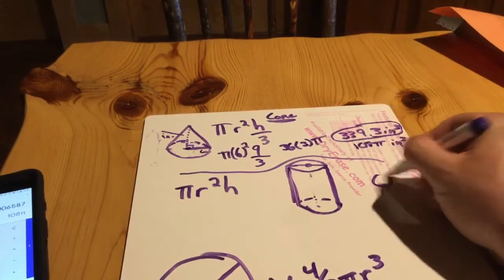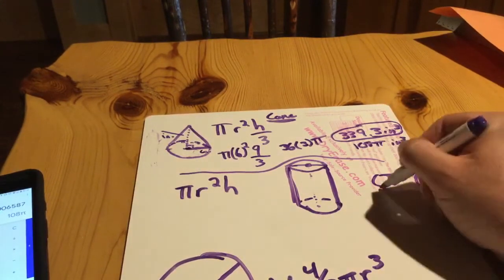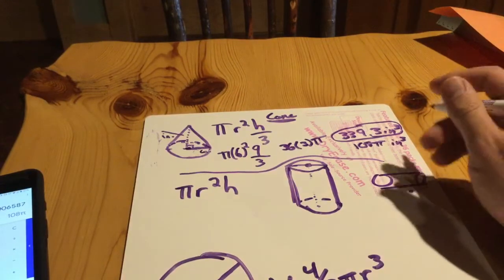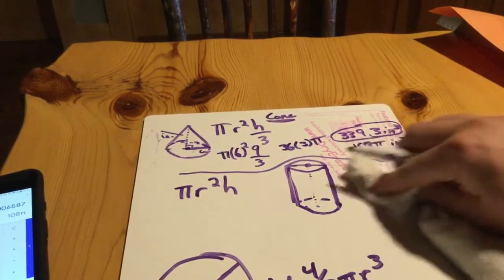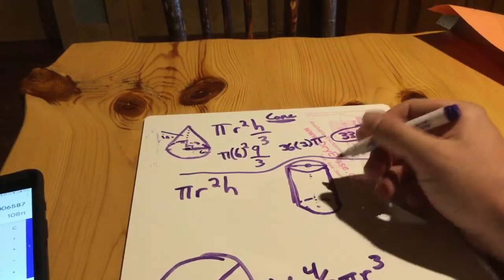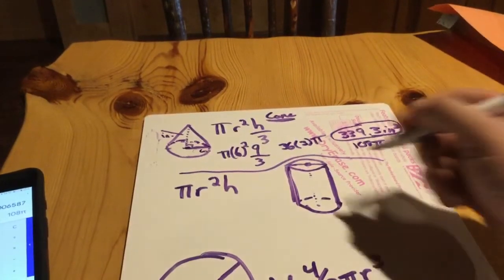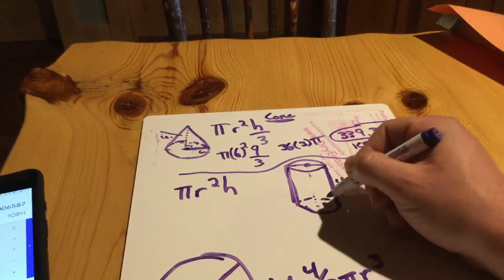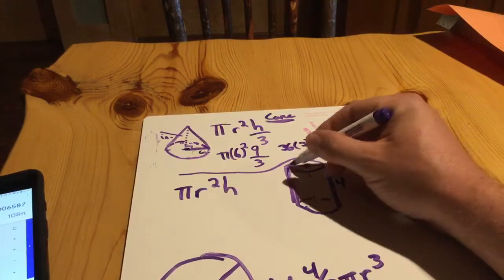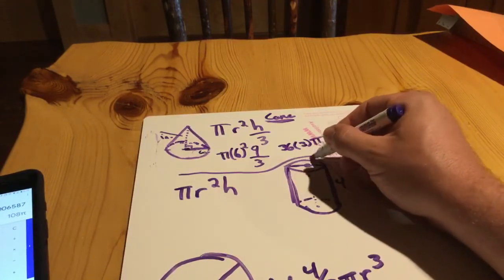If they orient this something like this, your height's still this side. It's not going to change the way they orient it. Your formula still works with this. So, let's try plugging this in. Let's say we have a height of 4 and a radius, or let's do this full length is 6.